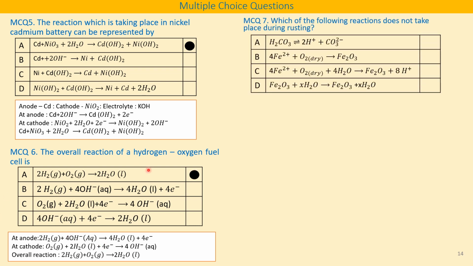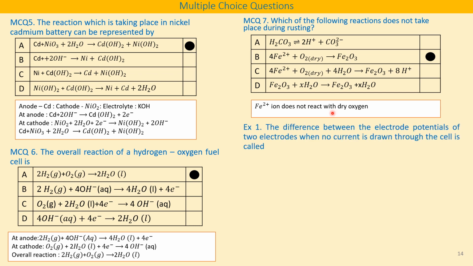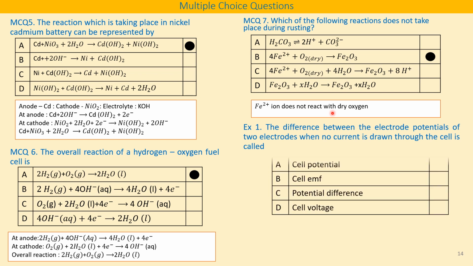Next question. Which of the following reactions does not take place during rusting? 4 options are given. Please read the options and mark your correct answer. The asked question is which does not take place during rusting. The correct option is that Fe2+ ion does not react with dry oxygen. So option B does not take place. So please mark it.